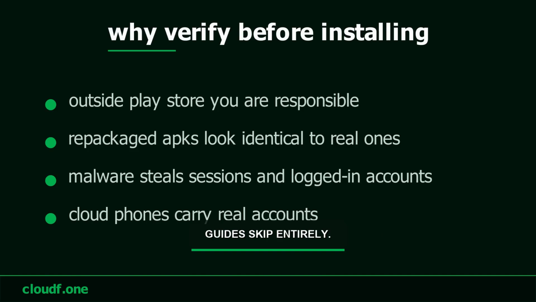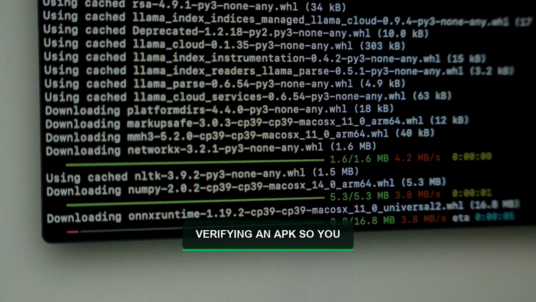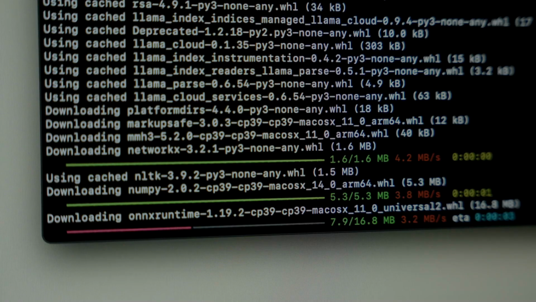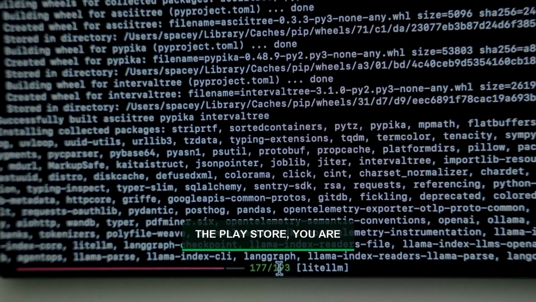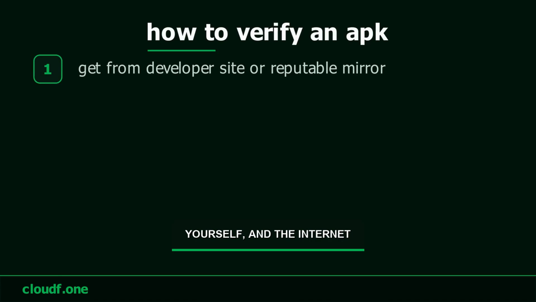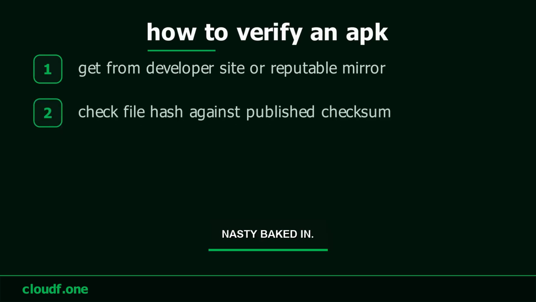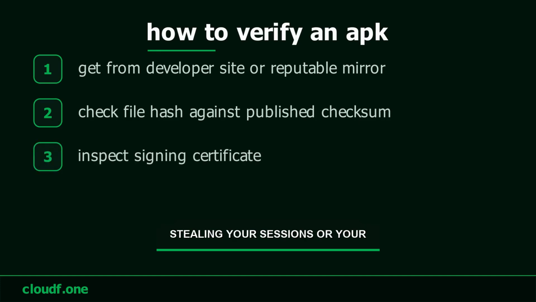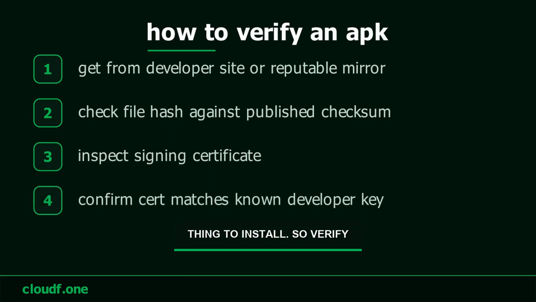Here is the part most guides skip entirely: verifying an APK so you do not install malware. The moment you step outside the Play Store, you are responsible for trusting the file yourself, and the internet is full of APKs that have been repackaged with something nasty baked in. A tampered APK can look and run exactly like the real app while quietly stealing your sessions or your account. On a cloud phone where you keep real logged-in accounts, that is the worst possible thing to install. So verify before you install.